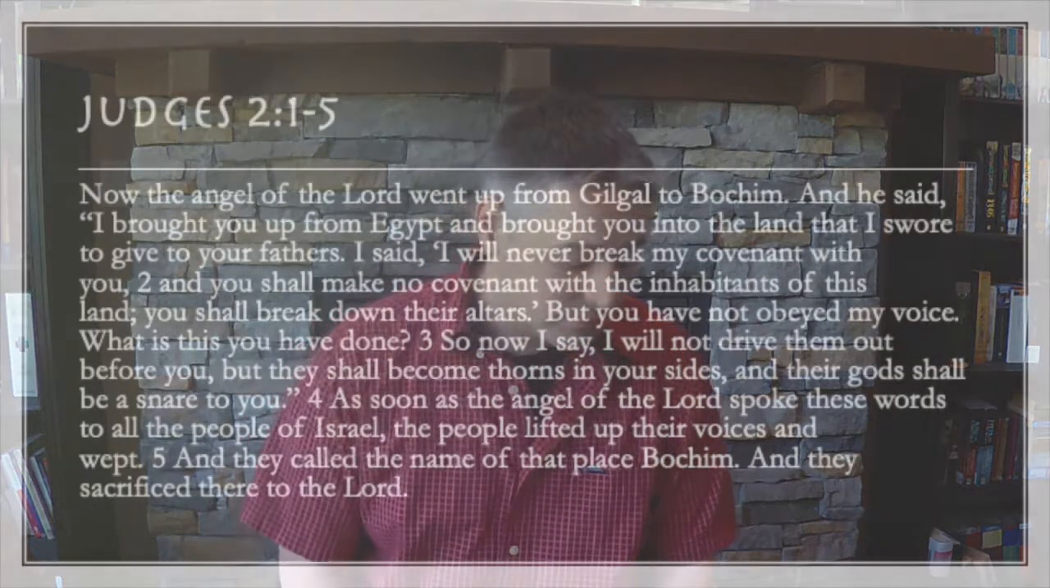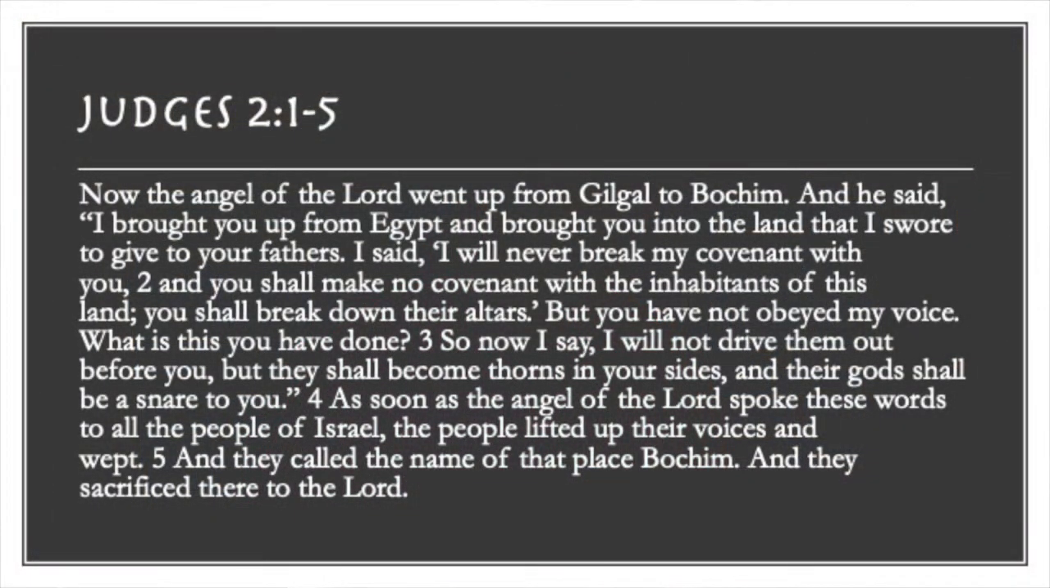All right, let's pick up our text, and we're actually going to go into the first part of chapter 2. So we'll pick up at chapter 2, verse 1, and we're going to read through verse 5. Now the angel of the Lord went up from Gilgal to Bochim, and he said, I brought you up from Egypt and brought you into the land that I swore to give to your fathers. I said, I will never break my covenant with you, and you shall make no covenant with the inhabitants of this land.